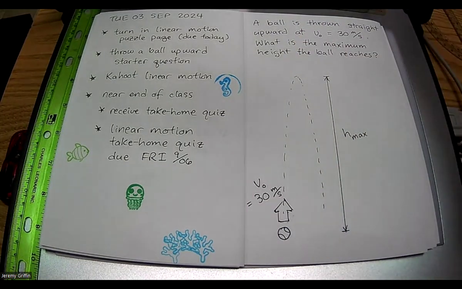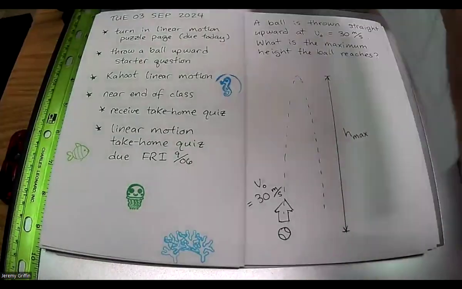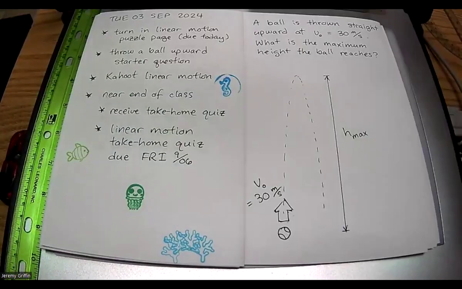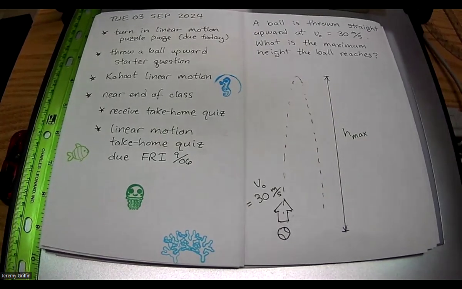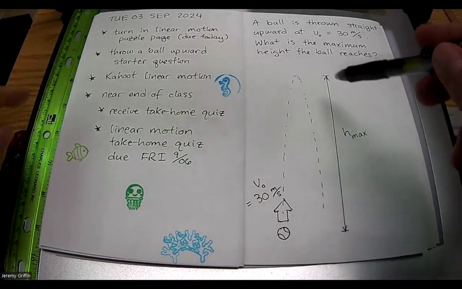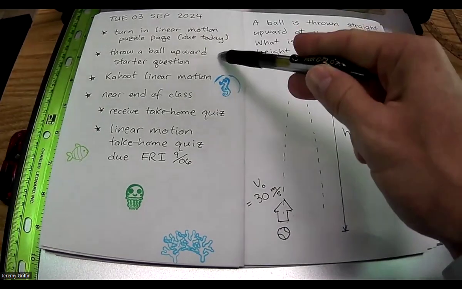Agenda: a bunch of you guys just turned in these linear motion puzzles, so thank you for doing that. I'll be grading these tonight. Got some graphs on the back. I got those, so I'll be grading those. Okay, so I have the starter question here. We're throwing the ball upward. We're gonna take a look at that.